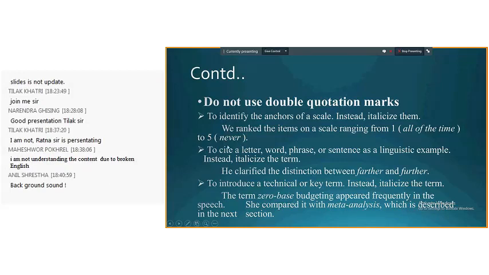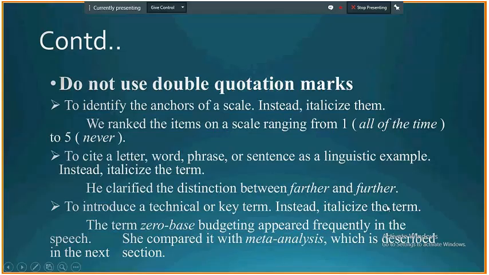The second rule is to cite a letter, word, phrase or sentence as a linguistic example; italicize the term instead. He clarified the distinction between further and further. To introduce a technical or key term, italicize the term instead. The term zero-based budgeting appeared frequently in the speech. She completed it with meta-analysis, which is described in the next session.